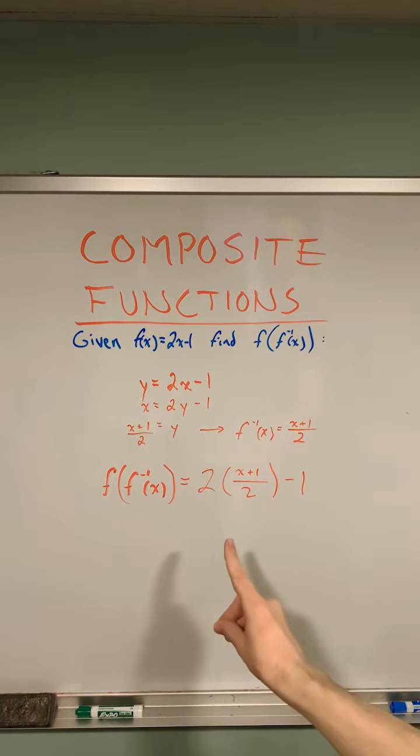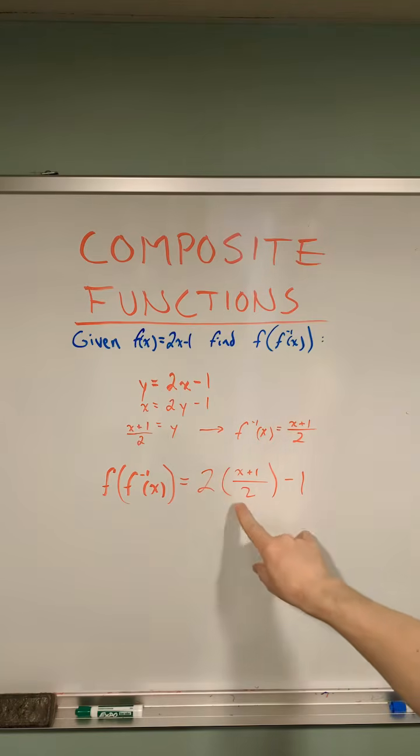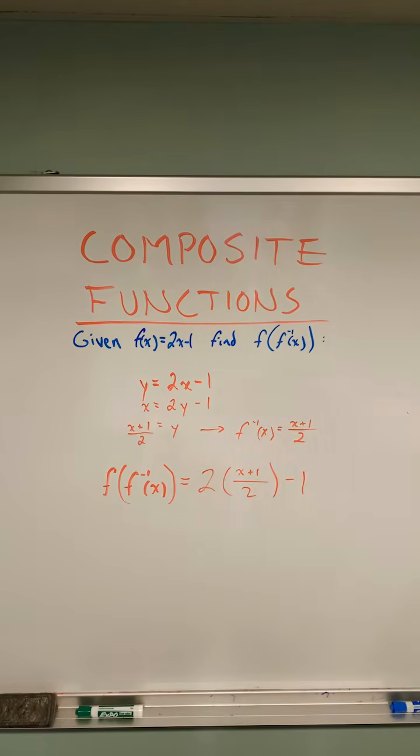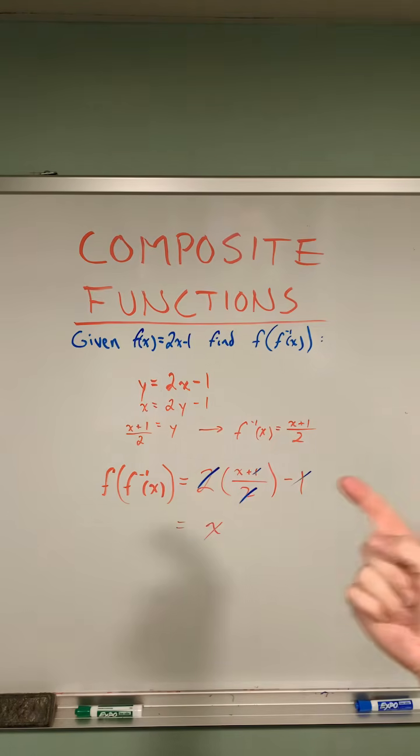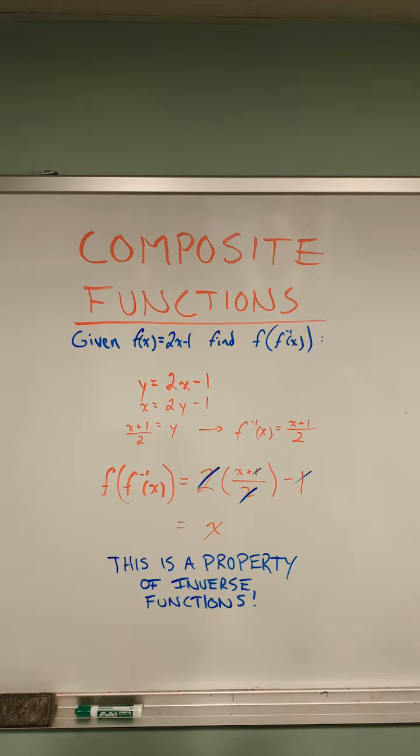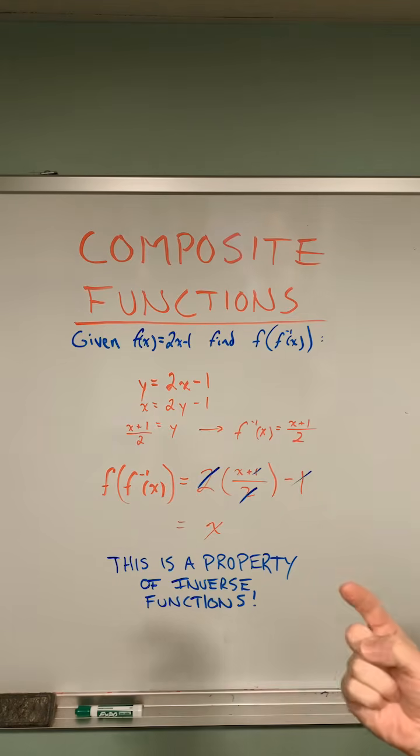Well, we're going to get a situation like this where I have my original function and instead of x, I have (x + 1) over 2. These 2's are going to cancel out and these 1's are going to cancel out, and we are left with a nice tidy x. Now, this should be no surprise because this is a property of inverse functions.